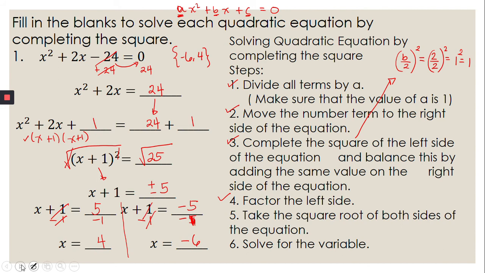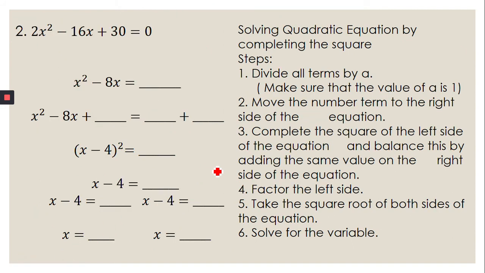Let's have another one. Okay, let's have number 2. 2x squared minus 16x plus 30 equals 0. So here, the same thing, we have to apply the following steps to solve the quadratic equation by completing the square. The first step is divide all terms by a, because we want to make sure that the value of your a is 1. So in this case, your a is 2. So we don't want that. We want it equal to 1. So what I will do is I will divide all terms by 2.